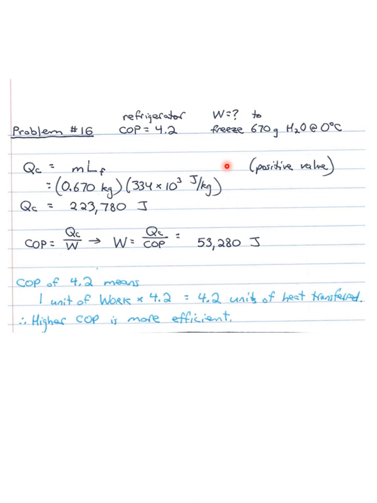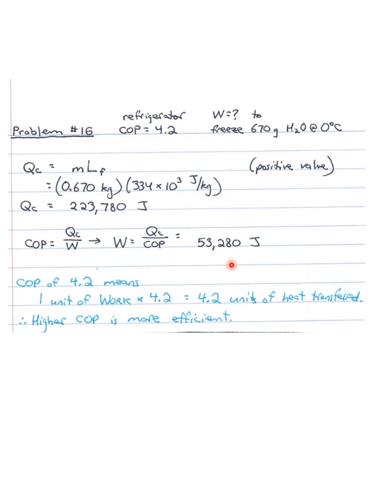334 kilojoules per kilogram, or 334 times 10 to the third joules per kilogram. And what we get is Q sub C is 223,780 joules. Now, the coefficient of performance is what you want over what you supply. So Q sub C over W. We want to solve for W. It's Q sub C over coefficient of performance, and we get 53,280 joules.